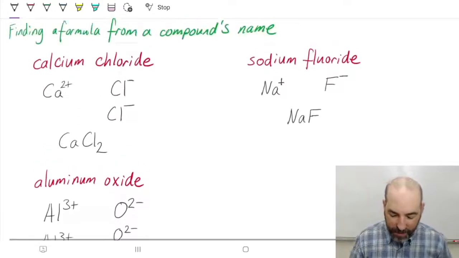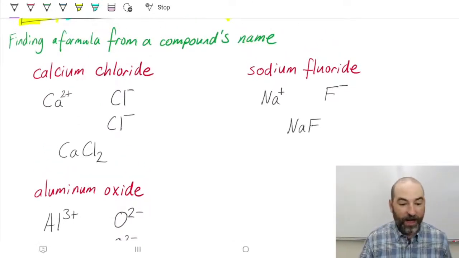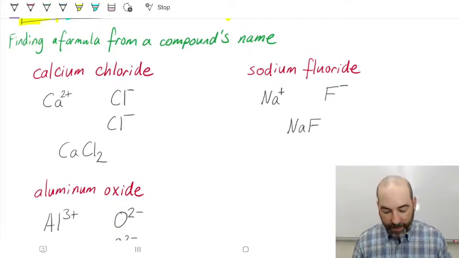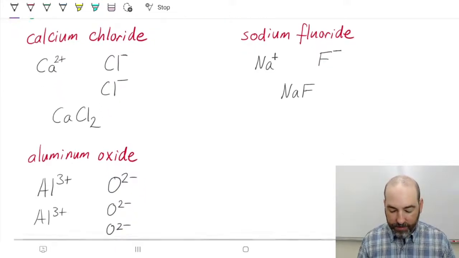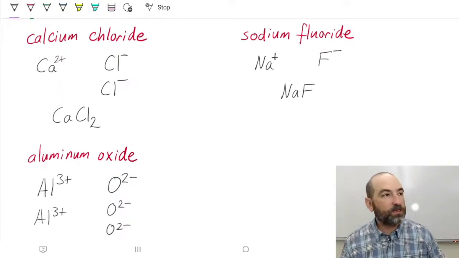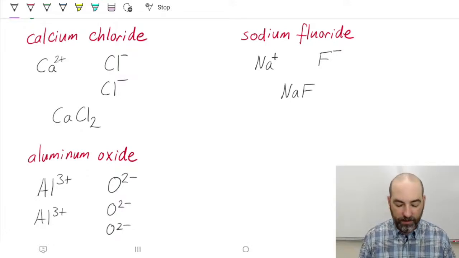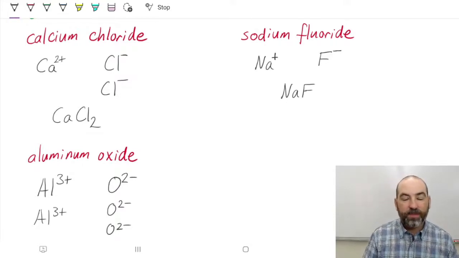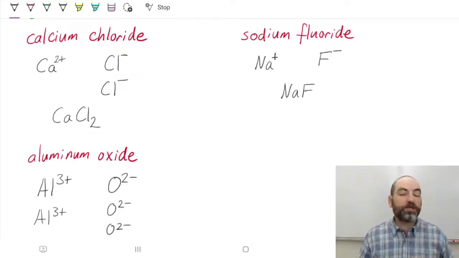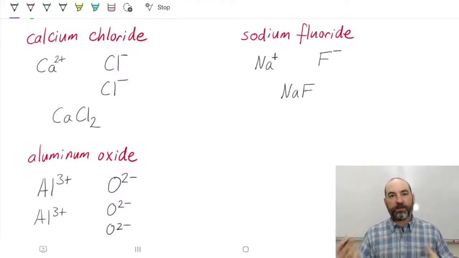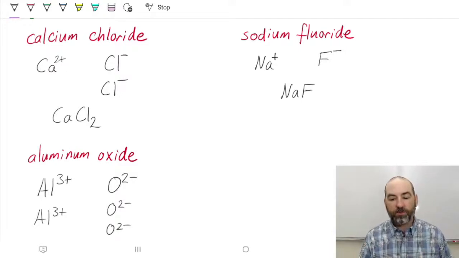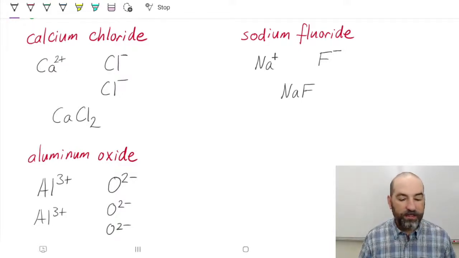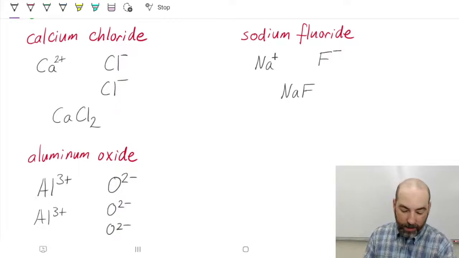All right, so that's how to build a basic ionic compound from the names. Notice that the names don't use the prefixes that we sometimes see in other types of compounds. So like calcium chloride isn't called calcium dichloride, even though there's 2 chlorines in there. And that's because the charges are predictable, so we know there has to be 2 chlorides to balance out the calcium. The calcium's +2, the chloride's -1.